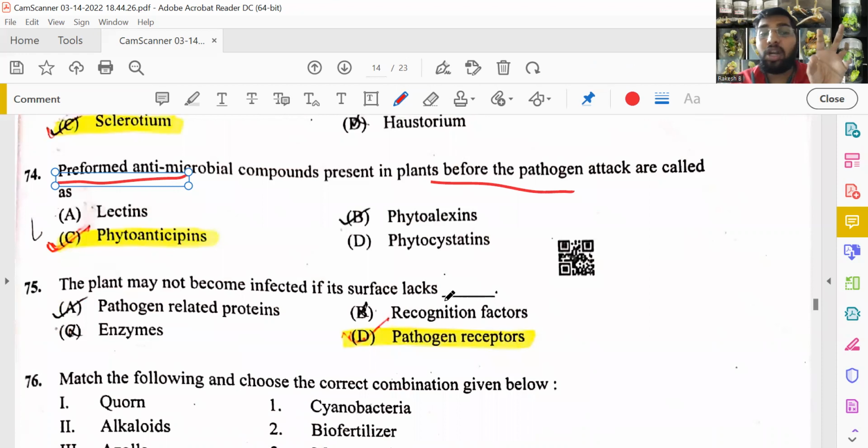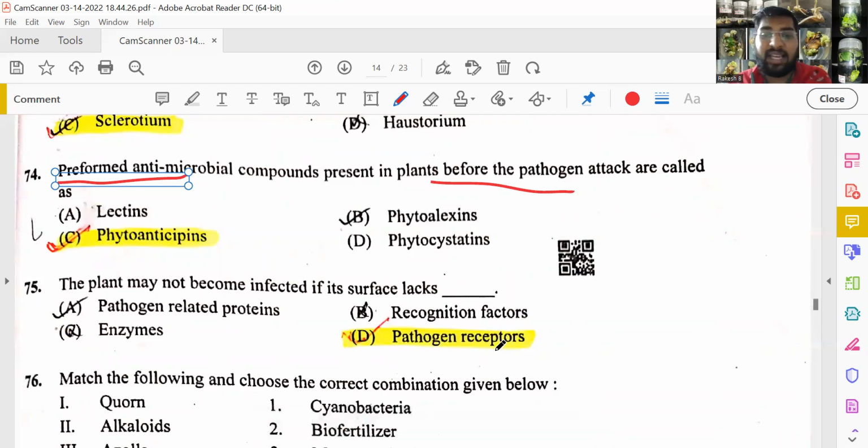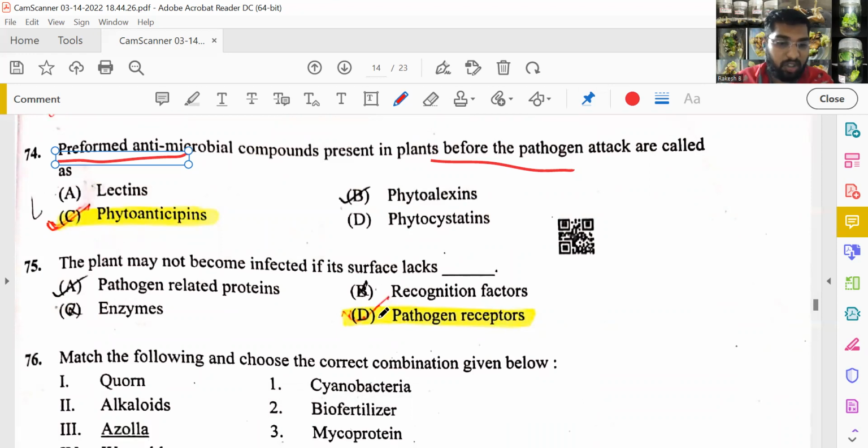The plant may not become infected if its surface lacks pathogen receptors. Again, here I have ambiguity. The option may be either A or D. Once the key answer comes, please cross check again. For example, if there are no pathogen receptors in the plant, the pathogen cannot identify the plant and cannot bind to it to cause an infection. Based on that logic, I have given option D, but it may be either A or D. Here also I have that ambiguity. Please cross check it.